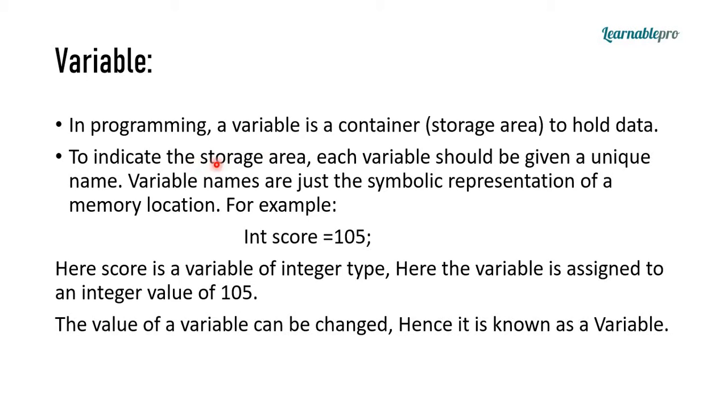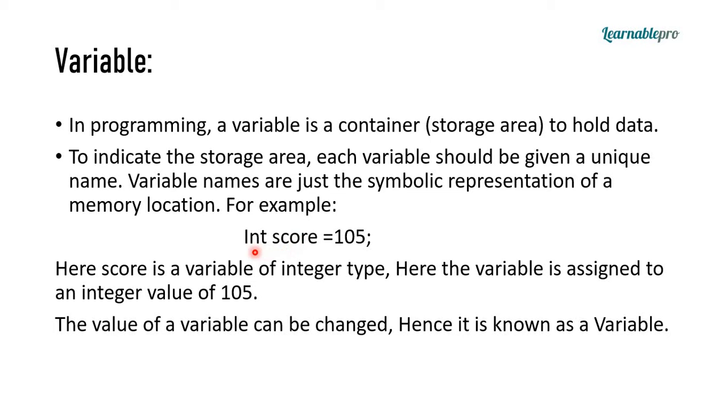To indicate the storage area, each variable should be given a unique name. As you can see here, a variable is given a unique name. Variable names are just the symbolic representation of a memory location. So in our case, score is a symbolic representation of a memory location.